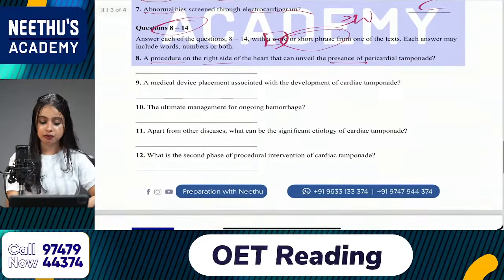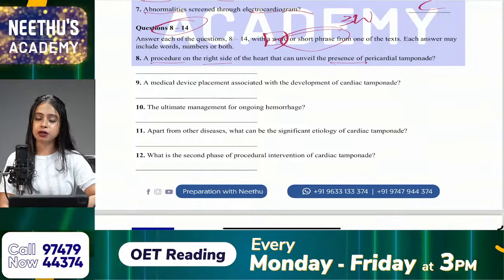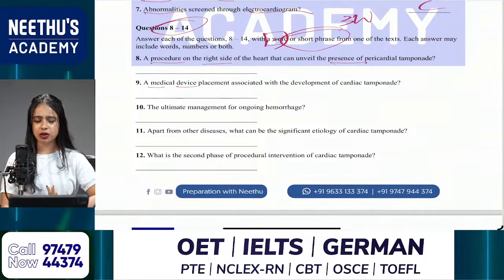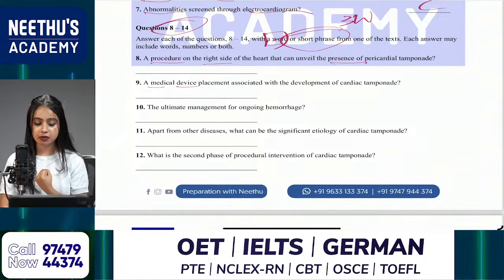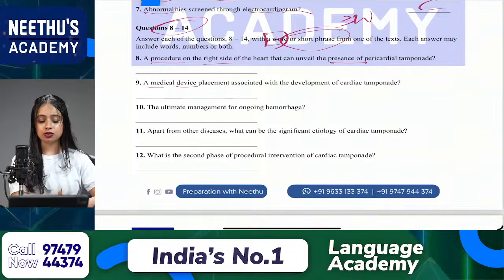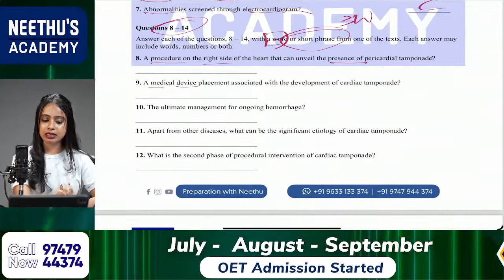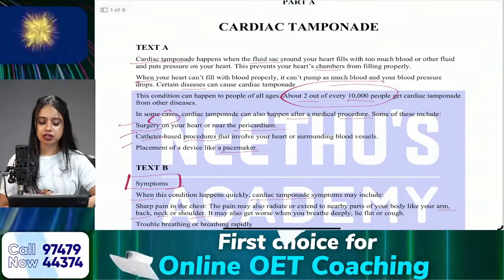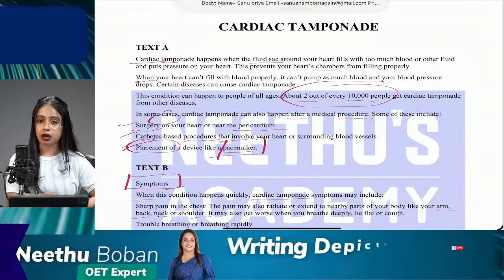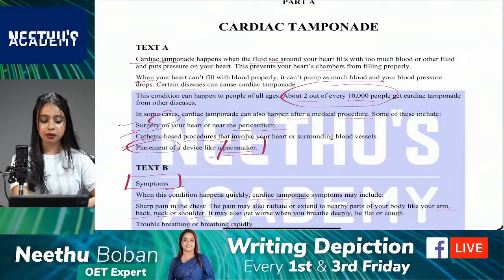Okay, so catheterization. Then 9th one, a medical device placement associated with the development of cardiac tamponade. So my keyword, only 2 keywords, medical device. So what is the name of the device? Medical device placement associated with, connected with development. So the development of the condition, of course, it's all about text A. So what is the device using here? See the last one, placement of a device like pacemaker. So my answer is pacemaker from text A. Clear? That is pacemaker.